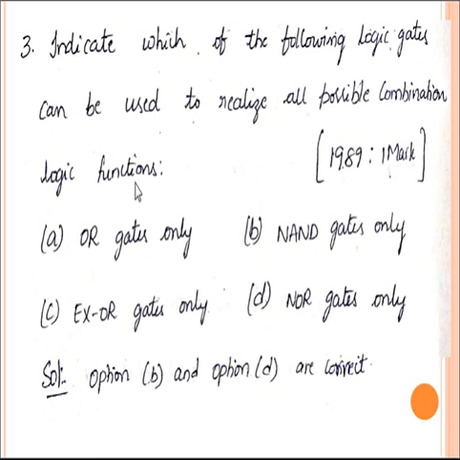See the next question. Indicate which of the following logic gates can be used to realize all possible combinational logic functions. We know from the concept that only the universal gates are used to realize all possible combinational logic functions. Now what are the universal gates? NAND and NOR gates. So from the given options, NAND and NOR gates are the correct answer.